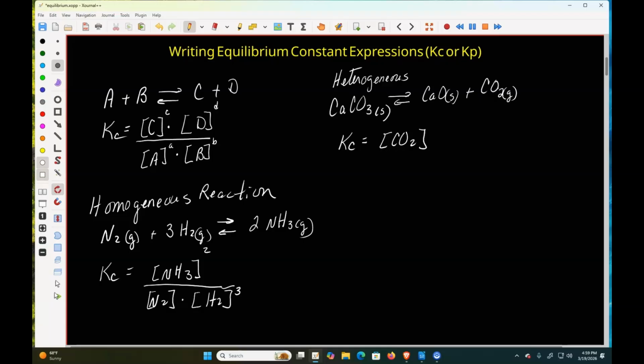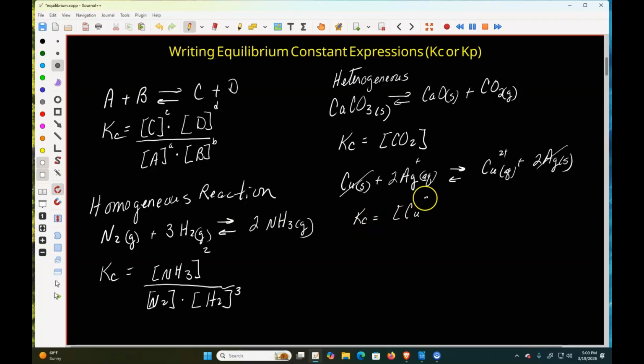What about ions? If I have an equation like copper solid plus 2 silver ions will produce Cu2+ aqueous plus 2 silver solids. Again, I ignore the solids, so it'll be products over reactants. So Kc is equal to the concentration of Cu2+ over the concentration of Ag+ raised to the power of 2.